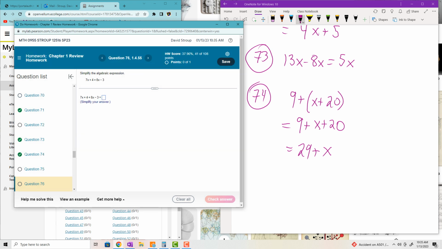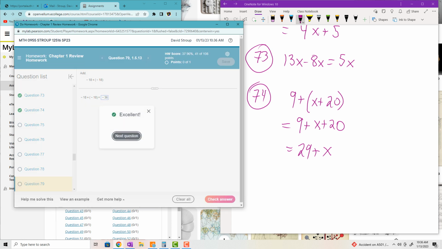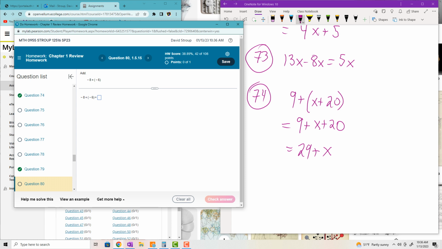More combining like terms. Adding negative 1 plus 1. So if these guys have the same sign, you add the numbers together, right? So it's a negative plus a negative. So you add 18 plus 18, that's 36, right? And then you borrow the sign of the numbers. So in this case, it would be negative. A negative plus a negative is negative, so this would be negative 13, right? I tried to do these without a calculator.